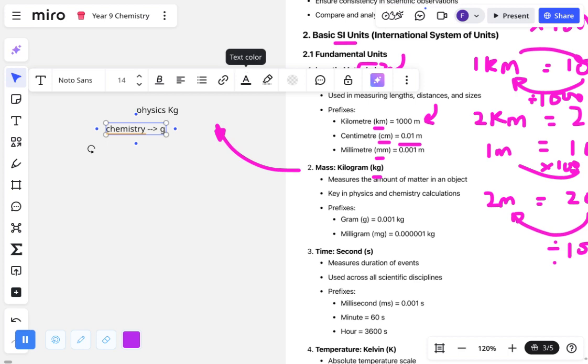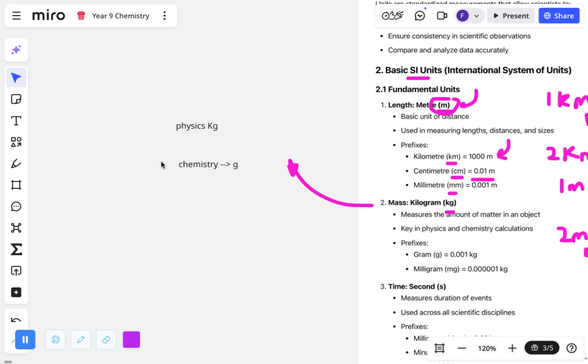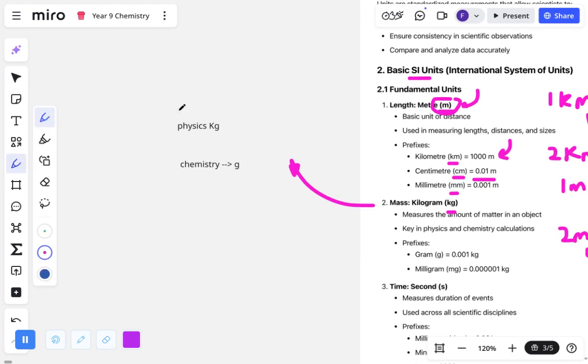So, physics is always kilograms, chemistry is always grams. And again, you think about how you change it. Kilo, another way of looking at kilo, means 1,000. So I'm just going to bring that over here and leave my notes on here. So kilograms, kilo means 1,000, so one kilogram means I have 1,000 grams.